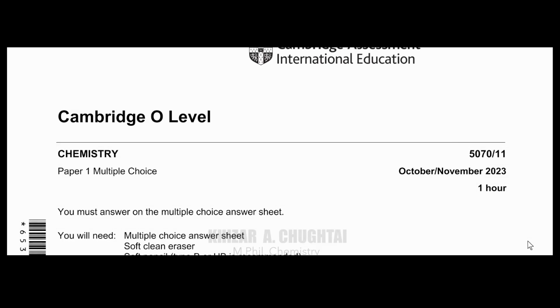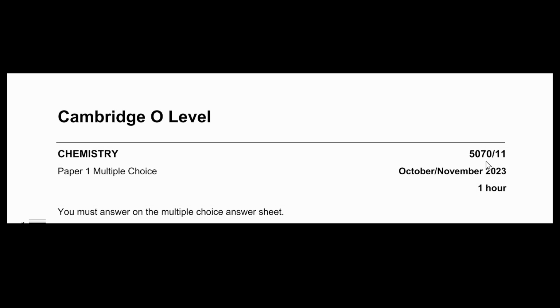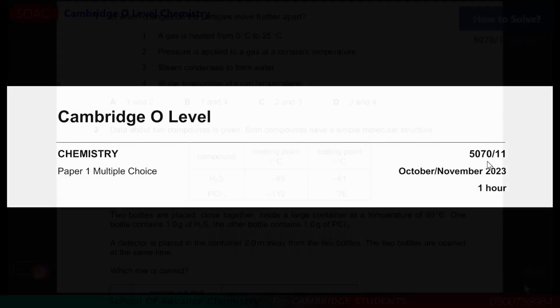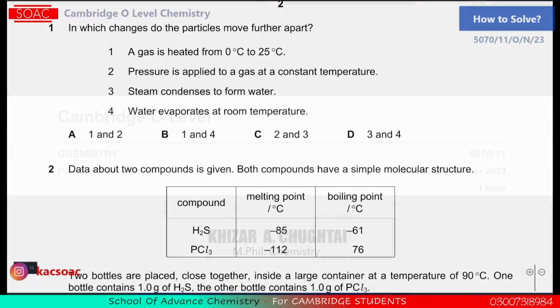I'm going to explain the October-November 2023 Paper 1-1 Variant 5070 O-level chemistry paper. Let's get started. Question number 1.